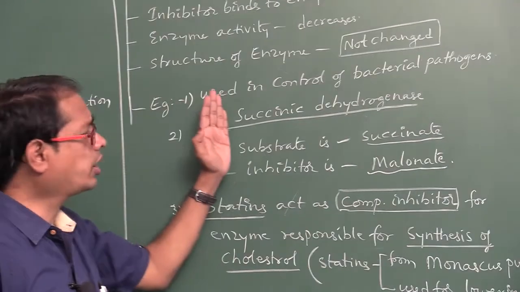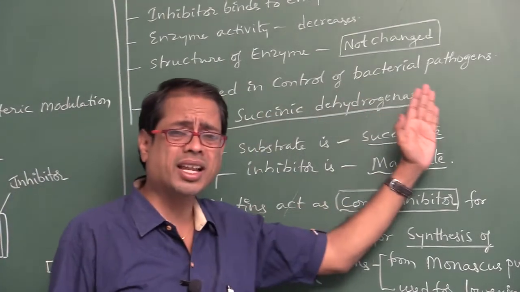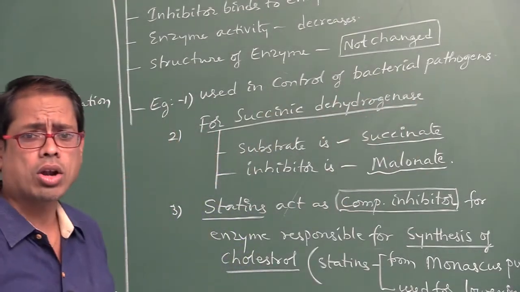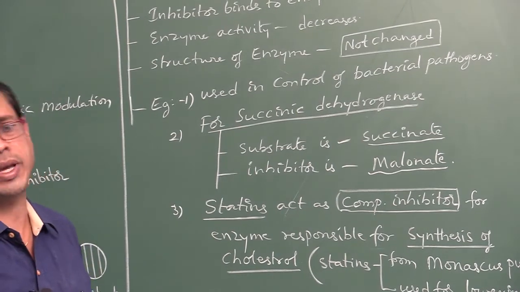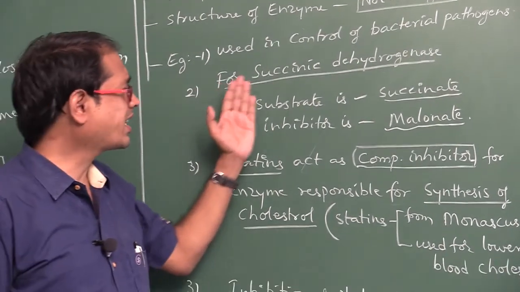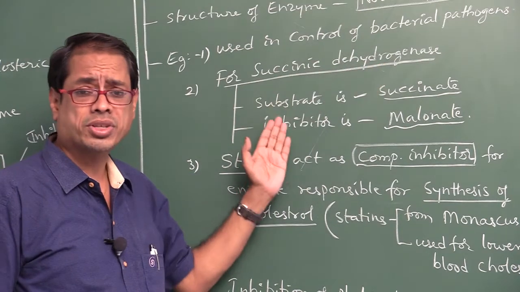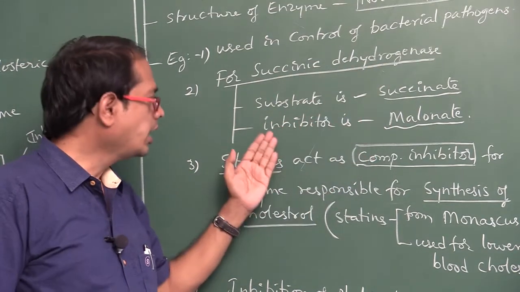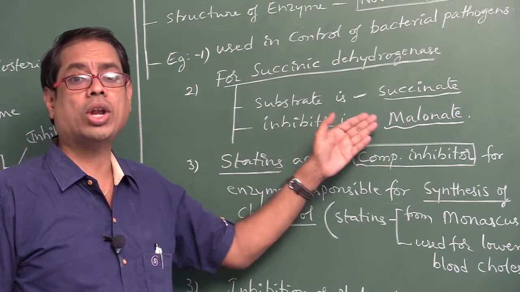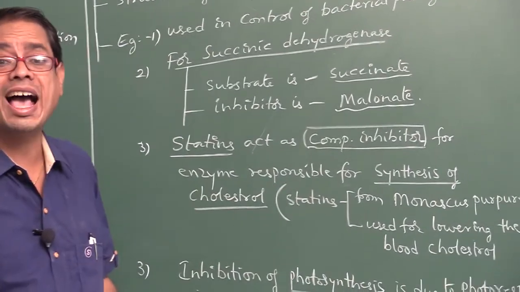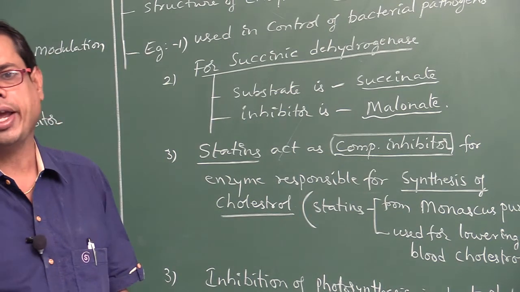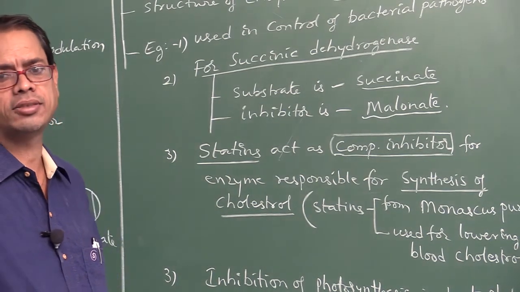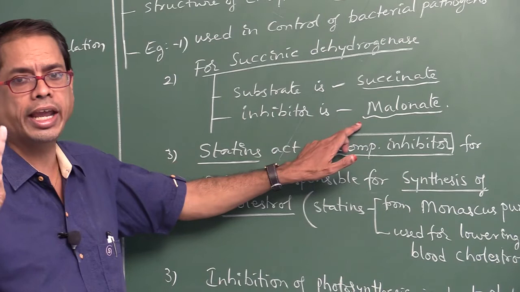Examples: it is used in control of bacterial pathogens. Second one, for succinic dehydrogenase, the substrate is succinate or succinic acid. The inhibitor is malonate. Don't say malate. Malonate is different from malate. Here we have to say malonate.